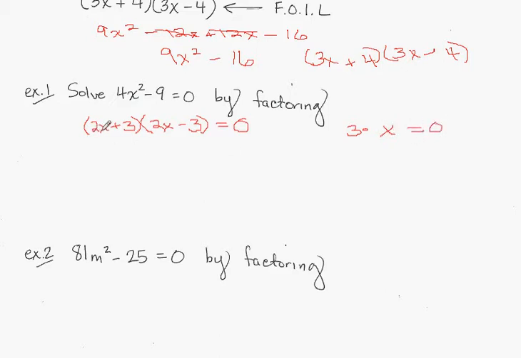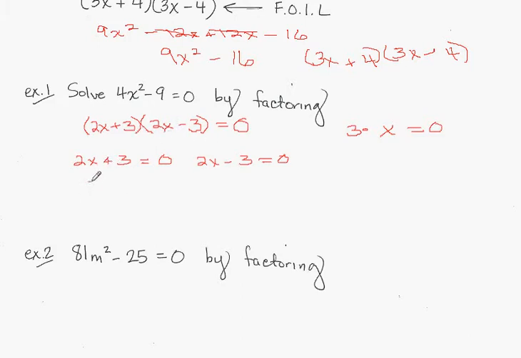So we're doing the same thing. One of these two factors has to equal 0, so we have to figure out what would make this one 0 and what would make this one 0. So what we do is we set them each equal to 0. 2x plus 3 equals 0, and 2x minus 3 equals 0. So after you factor, even if it's not a difference of two squares, if it's just a trinomial, you set each factor equal to 0.